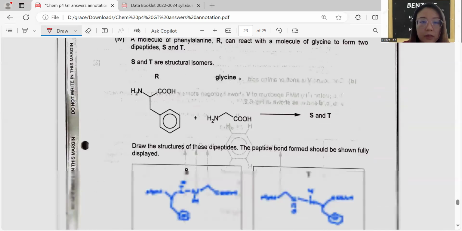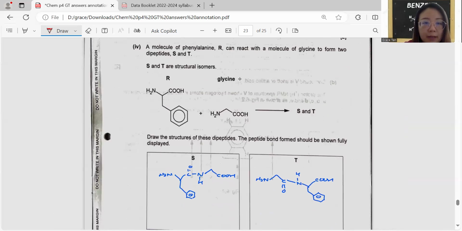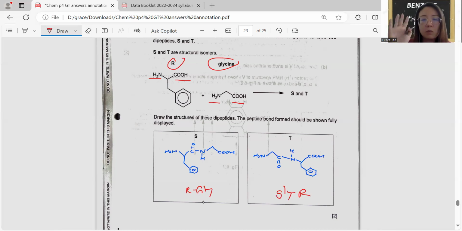Now next, a molecule of phenylalanine R can react with a molecule of glycine to form 2 dipeptides S and T. So S and T are structural isomers. R and glycine form S and T. Both are dipeptides. Remember I always ask you all to write amino on the left, acid on the right. For those who take biology, the dipeptide name here is called R-glycine, and T is called a gly-R dipeptide. It's only which one comes first.